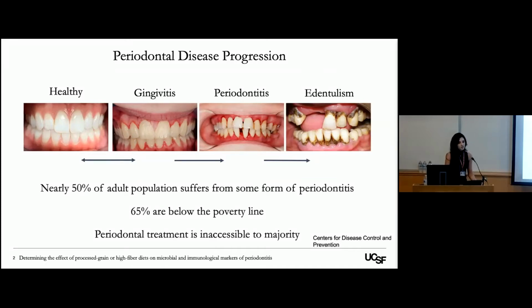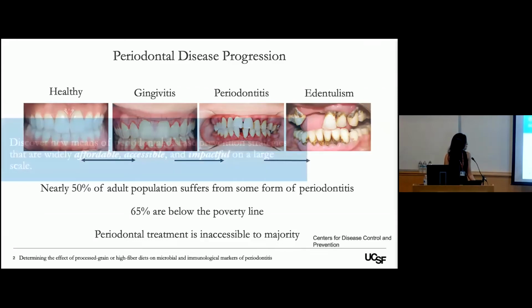This is problematic because nearly 50% of the US population over 30 years old suffers from some form of periodontitis, ranging from mild to severe. And of these individuals, 65% are below the poverty line. As I mentioned, periodontal disease is irreversible, and periodontal treatment is very expensive and inaccessible to the majority of those that are afflicted with the disease.